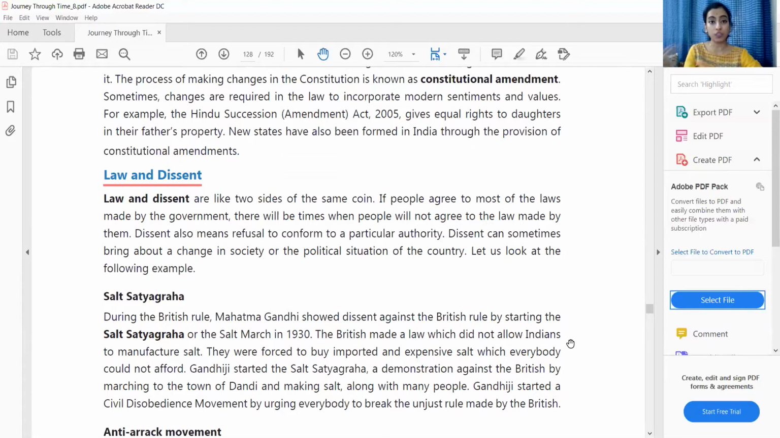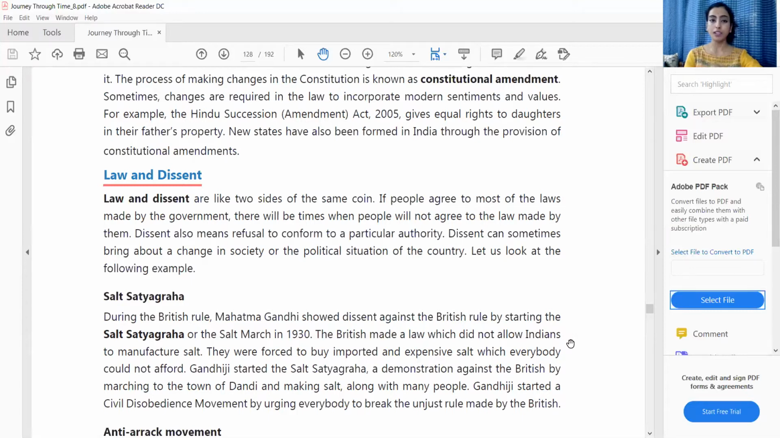In fact, we reached a stage where there was curfew. Internet was curbed for everyone, right? So this is what we mean by dissent. Dissent means refusal to conform to a particular authority. Dissent can sometimes bring change in society or political situation. So as I said, dissent means when you refuse to accept a certain authority.